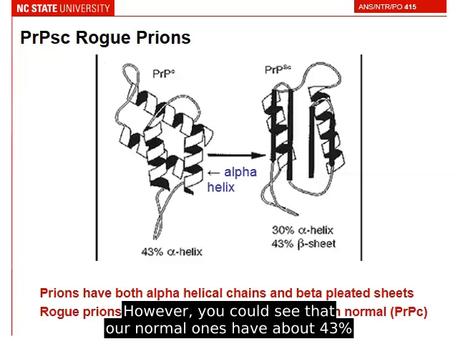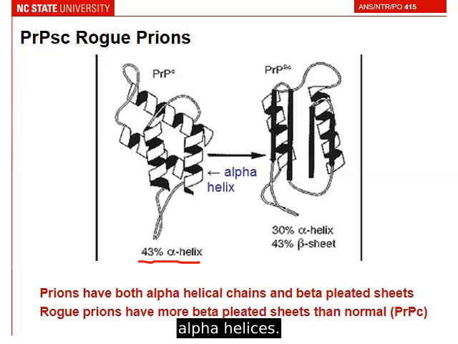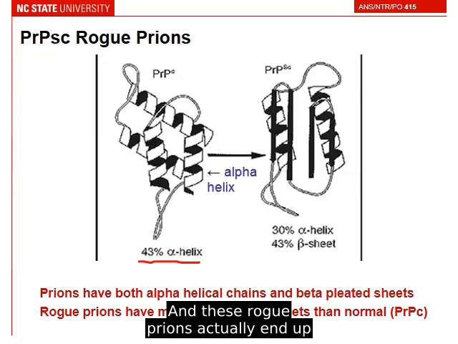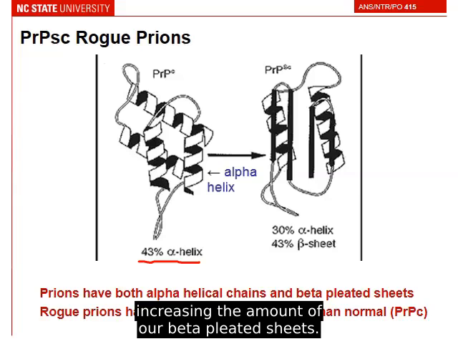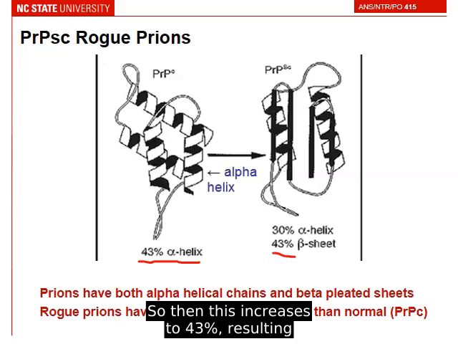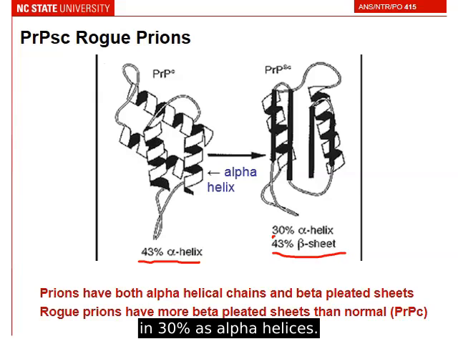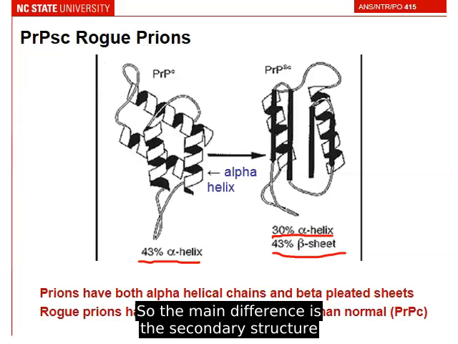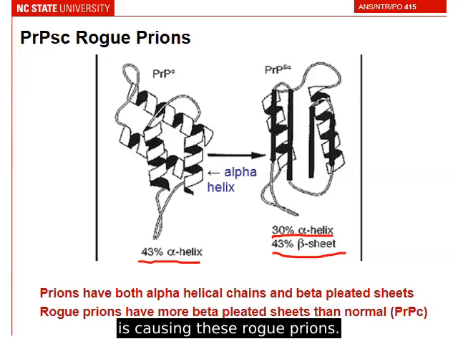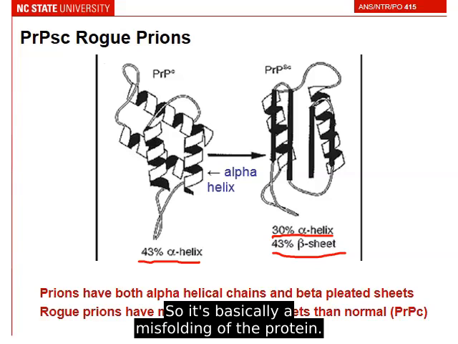However, you can see that our normal ones have about 43% alpha helices. And these rogue prions actually end up increasing the amount of our beta pleated sheets. So then this increases to 43%, resulting in 30% as alpha helices. So this is the main difference, the secondary structure is causing these rogue prions. So it's basically a misfolding of the protein.